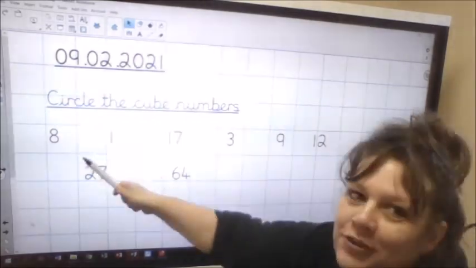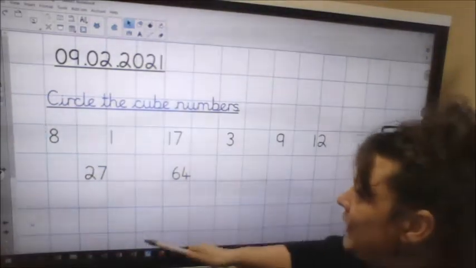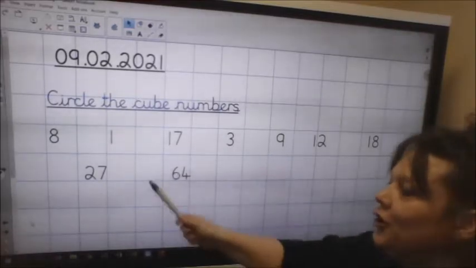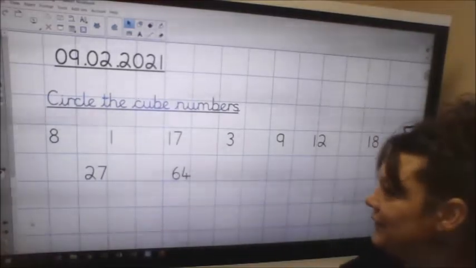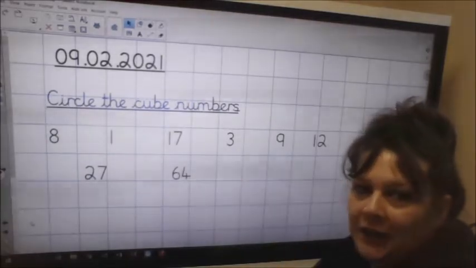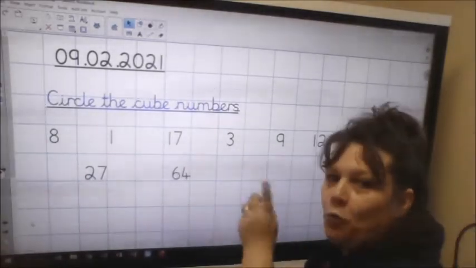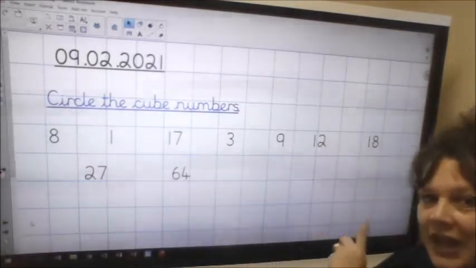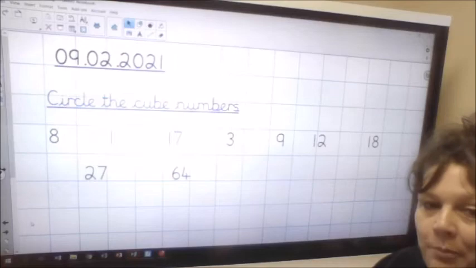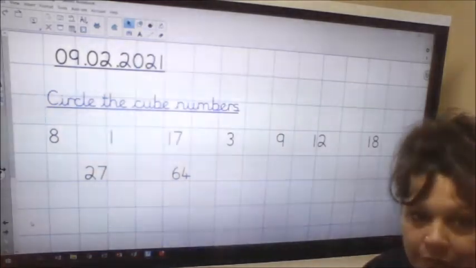And so I've got some numbers on the board: 8, 1, 17, 3, 9, 12, 18, 27, and 64. And so you're going to have a little look and see which of those numbers that I've got written there, which of them are cube numbers. And I'll give you a clue, there's more than one.